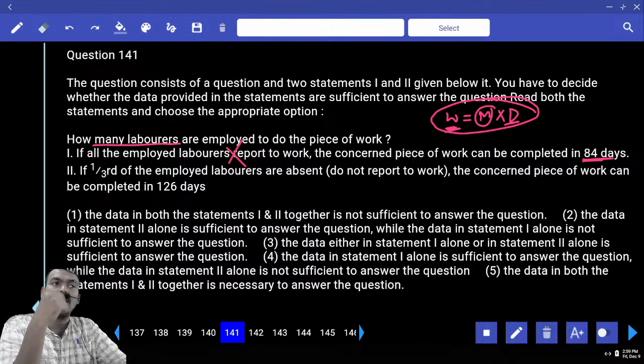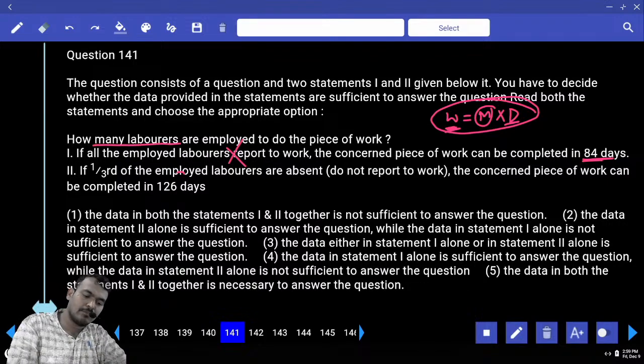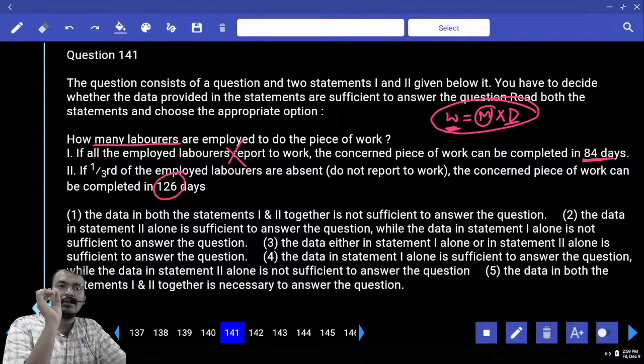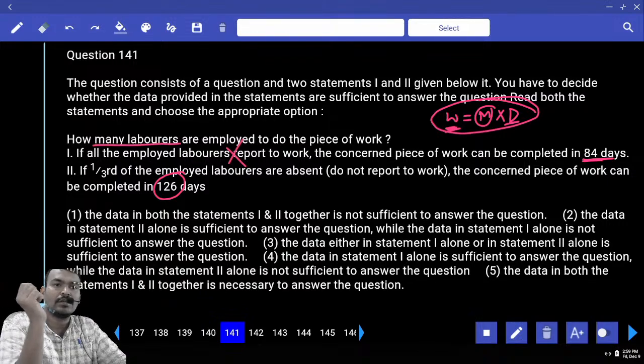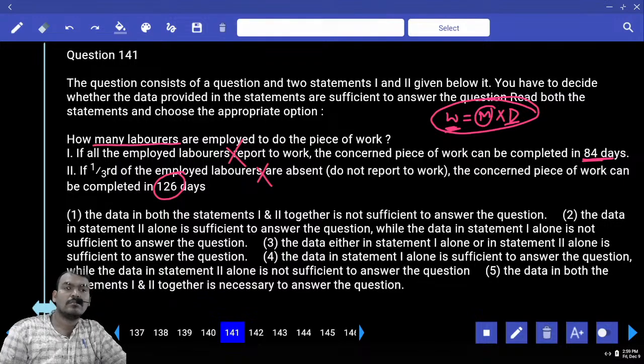126 days. Means out of 3 parts of members, one third are left, remaining 2/3. The 2/3 complete the work in how many days? 126 days. There is no clarity about the total work. Yes or no? 2/3 of the members can complete a certain part of the work in how many days? 126. We don't know the total members. Yes or no? Statement 2 alone is not sufficient.